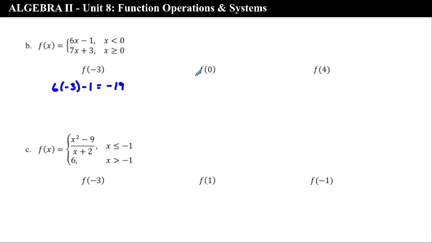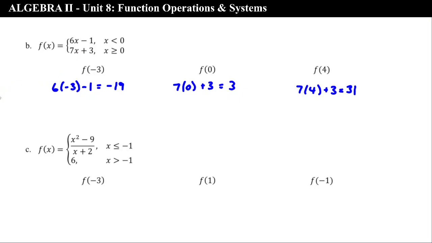For f of 0, well, since we're doing f is equal to 0, or x is equal to 0, then we need to use the portion where we have the equals part. So that's going to be 7 times 0 plus 3, which gives us 3. And then obviously 4 is greater than 0, so we're going to use that same part for 4 as well. And when you do that math, you end up with 31. 28 plus 3.